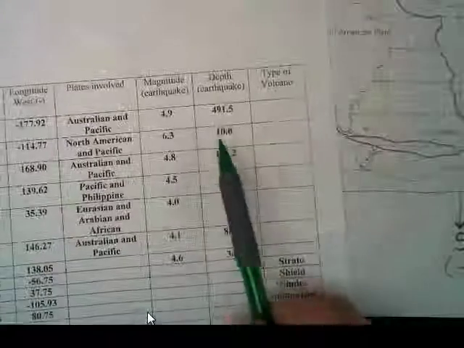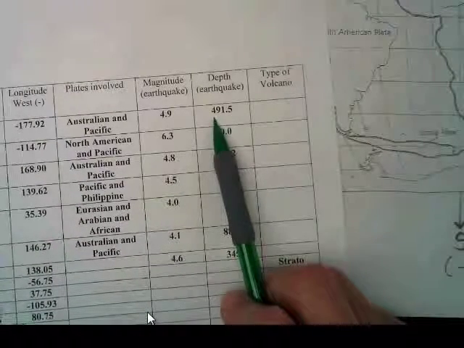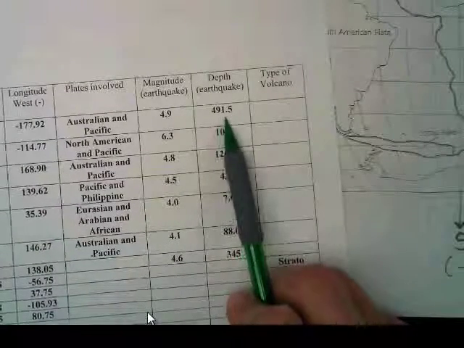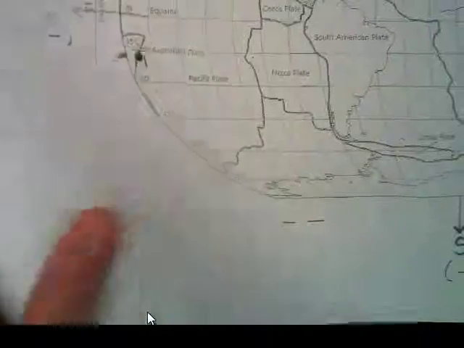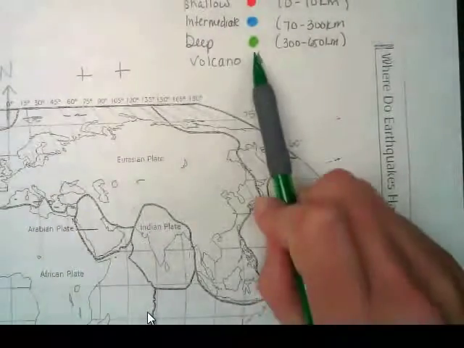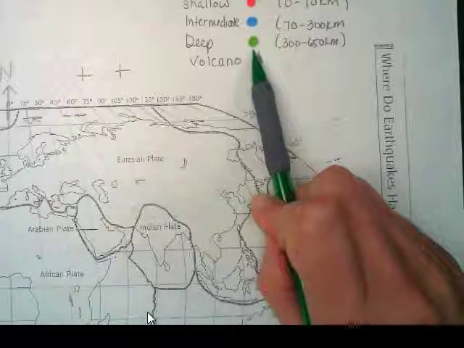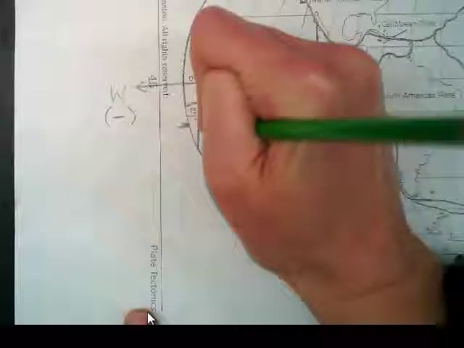Now when I look at the depth of the earthquake, it's about 491.5. So when I look at my key, it would be considered a deep earthquake. So I'm going to mark that with a green.